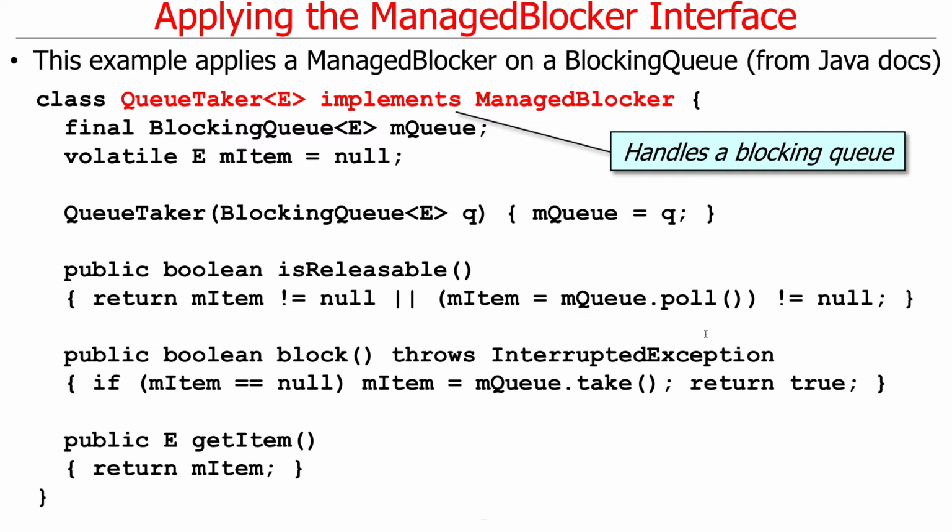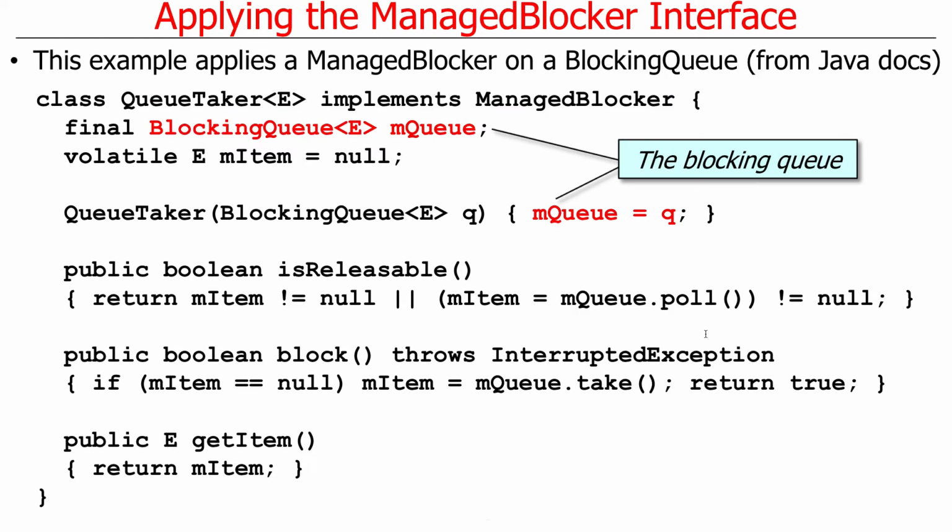There's a bunch of blocking queues in Java. There's a linked blocking queue, there's an array blocking queue, and so on. So down here, we initialize mq, which is the package private field, to be whatever the parameter is.